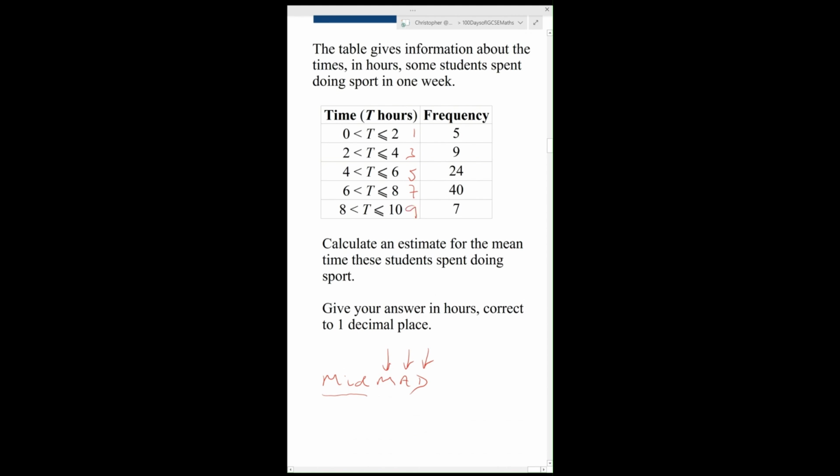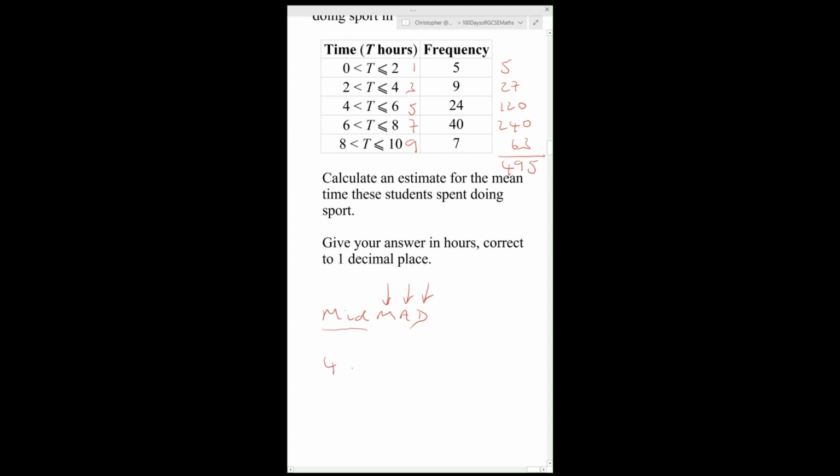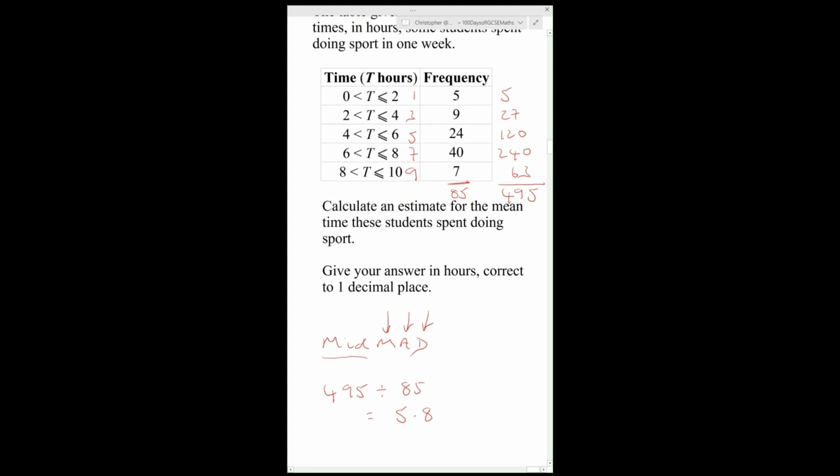Now I'm going to multiply 1 times 5, 3 times 9, 5 times 24, 7 times 40, and 9 sevens are 63. Multiply, add those up. I get a total number of hours of 495, and now I've got to divide that 495 by the total number of students, and the total of the students is 85. So 495 divided by 85 gives me an answer of 5.8 hours to 1 decimal place.